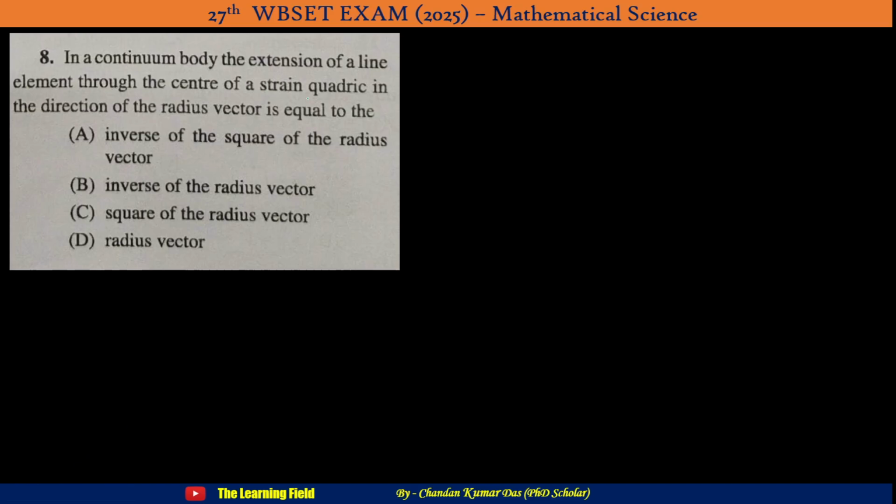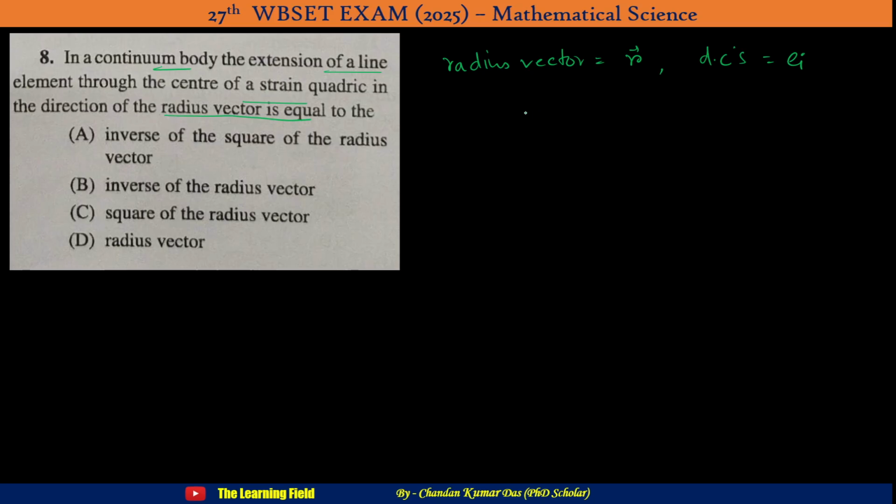This question says a continuum body of extension. This is actually a question from solid mechanics. The extension of a line element through the center of the strain quadric in the direction of the radius vector is equal to what? So we have to assume some things. First we assume that the radius vector is equal to r, suppose r is a vector, and the direction cosines are suppose e_i. The e_i are the direction cosines of this body actually.